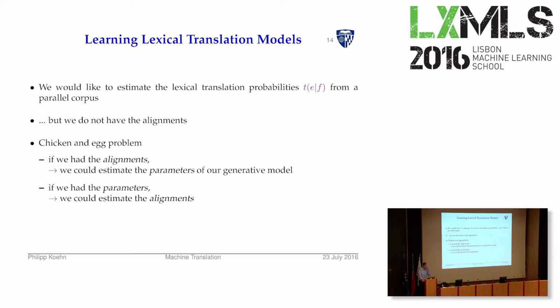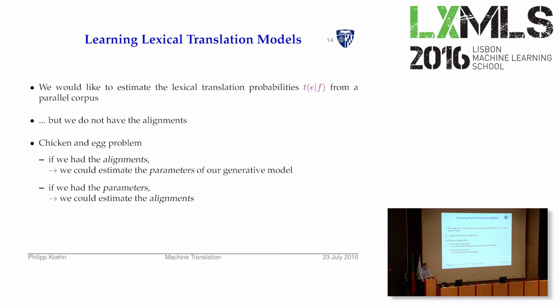So we don't have the alignments. So we have a really funny chicken-and-egg problem. You need one of the two things. You either need the alignments or you need a good probability distribution. But you don't know either. If you had the alignments, then it would be really straightforward to learn the translation probabilities. We just look at all the links, see which word is mapped how often to other words, and we get the probabilities out, and that's all we have to do.